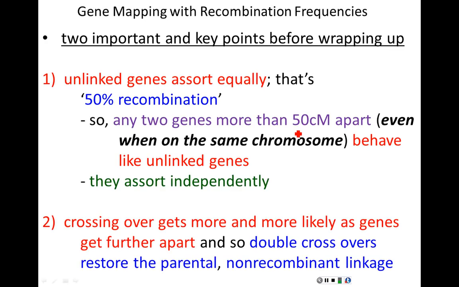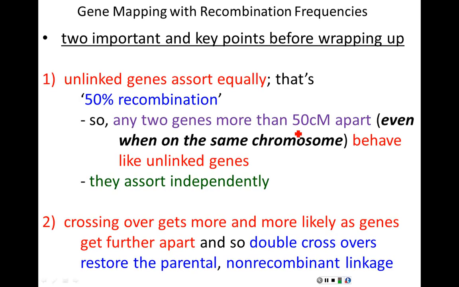because they assort independently. Coupled with that idea, kind of intuitive in all that, crossing over gets more and more likely, more and more frequent as genes get further apart on a chromosome. Well, actually, we already said that without saying it. What is another way of saying 6 centimorgans? 6% recombination. Recombination occurs 6% of the time. What's another way of saying 25 centimorgans? 25% recombination. Recombination occurs 25% of the time. So yes, of course, as chromosome distance goes up in centimorgans, recombination frequency goes up because the two are the same. And so recombination gets more likely.